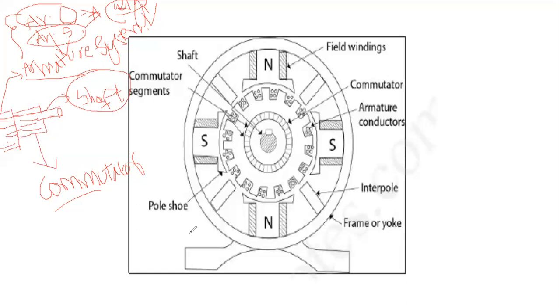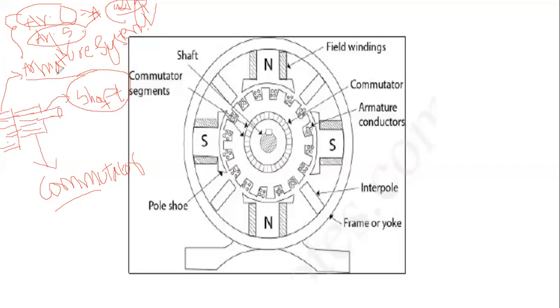This is the second part of a DC machine. Next, the third part is the armature system. The armature and commutator are both placed on the shaft. Therefore the shaft is the rotating part of a DC machine. Suppose the shaft is rotated, then the commutator and the armature system are also rotated.